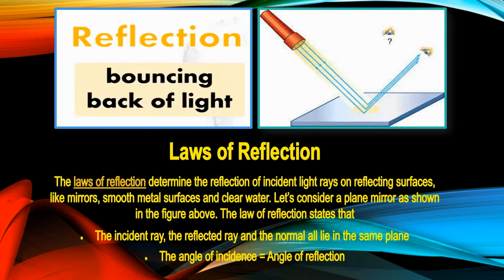Laws of reflection. The laws of reflection determine the reflection of incident light rays on reflecting surfaces, like mirrors, smooth metal surfaces, and clear water. Let's consider a plane mirror as shown in the figure above. The law of reflection states that the incident ray, the reflected ray, and the normal all lie in the same plane, and the angle of incidence is equal to the angle of reflection.